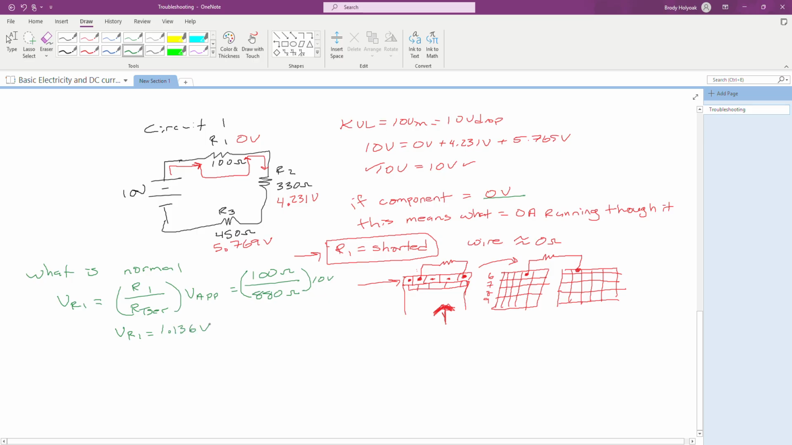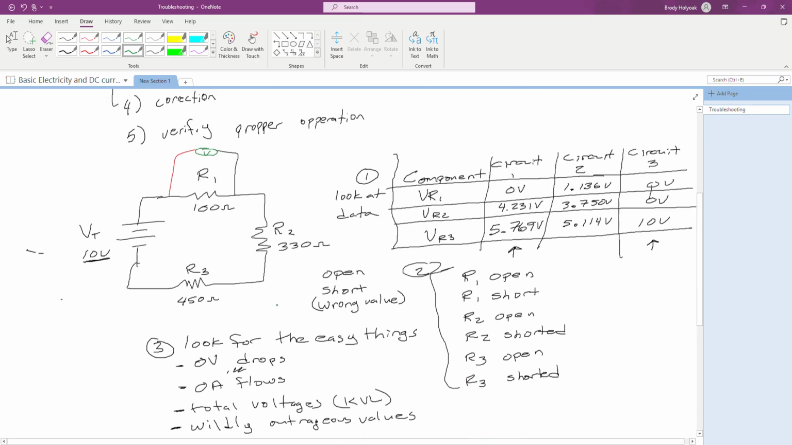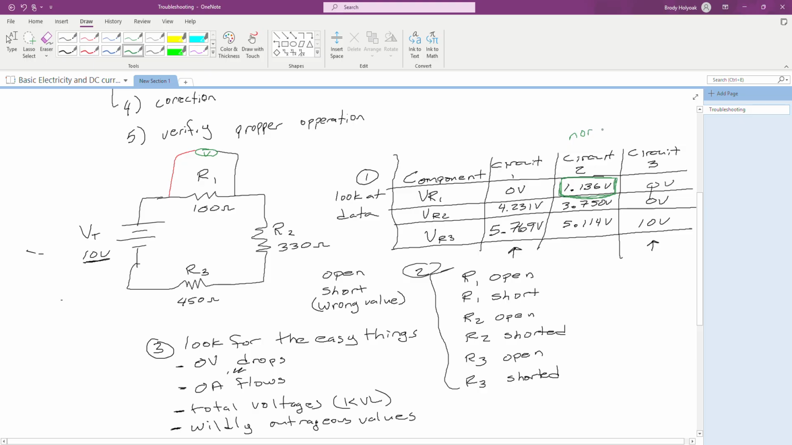1.136 volts. Well, if we go back and look, my circuit 2 value, I have 1.136 volts right there. So that's a pretty good indication that if I got exactly what that thing is measuring, I might be looking at a situation where this could be my normal. Meaning it's working correctly and everything is going the way I have.